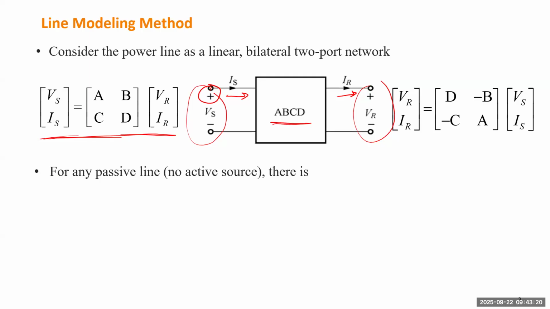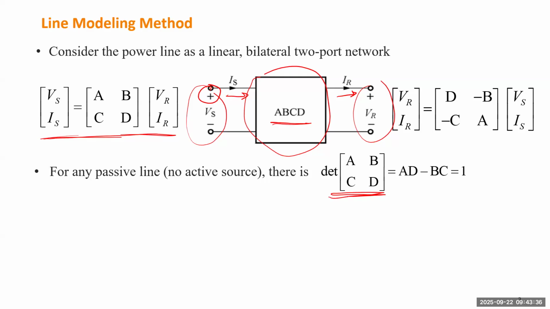If this line has no source, okay, so when we draw this block, if inside there's no source, we will see this line is passive. So if the line is passive, if you calculate the determinant for this 2x2 matrix, which is basically just AD minus BC, this one will always be 1. Okay, so we'll verify this one for all the line models.